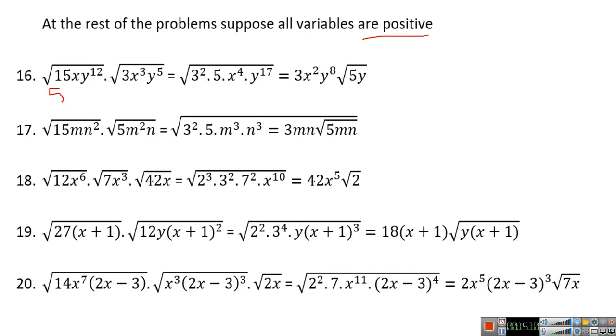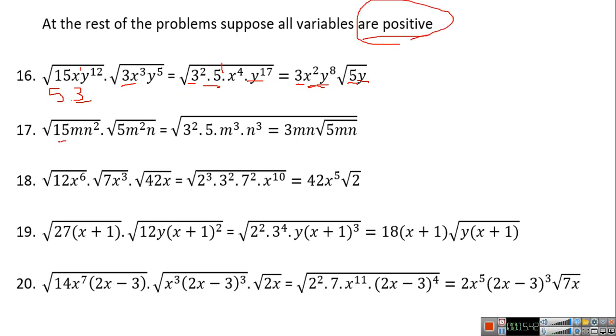15 is 5 times 3, so I have 1 5, as you can see, 2 threes, a 3 here and a 3 here, 3 squared. x to the power 1 and x cubed is x^4, y^12 and y^5, y^17. Here the power is odd so 1 5 remains inside, here power 17, 1 y inside. 2 divided by 2 is 3, 4 divided by 2 is x squared, 17 divided by 2 is 8. So from now on, no need to talk about absolute value because I said all the variables are positive.